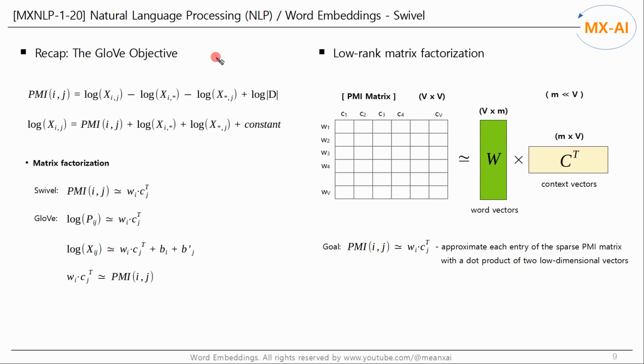Now that we understand PMI, let's revisit GloVe from a slightly different perspective. In the previous slide, we saw that PMI can be written in this form. If we simply rearrange the equation, we obtain the following expression for log xij. Here, the term log the size of D is simply a constant, since it depends only on the corpus and not on individual word pairs.